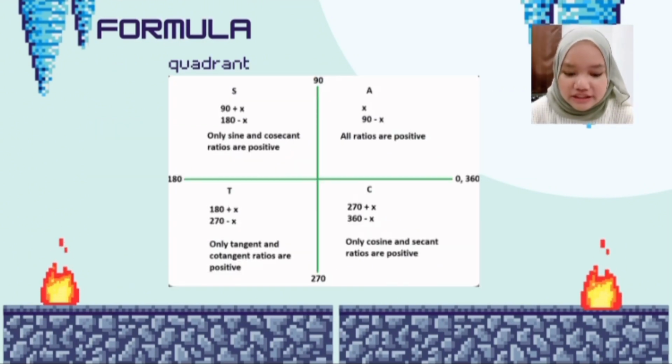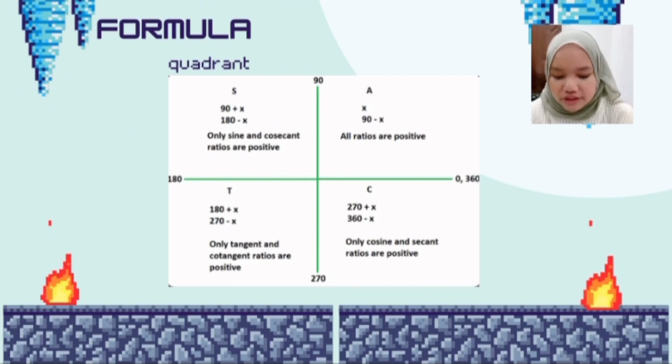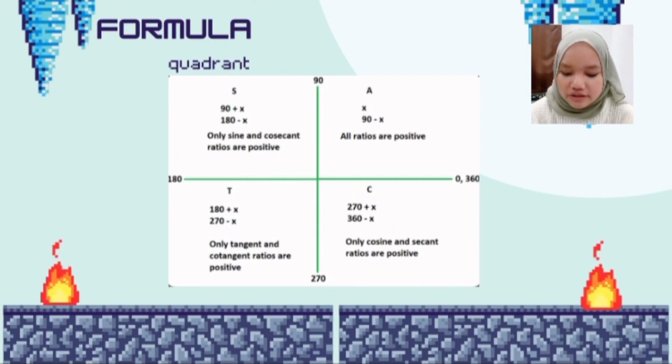This one is the quadrants. We have 4 quadrants, that is A, S, T, and C. For the A quadrant, all ratios are positive. Meanwhile, for the S quadrant, only sine and cosecant ratios are positive. The third one is the T quadrant, where only tangent and cotangent ratios are positive. And the last one is the C quadrant, where only cosine and secant ratios are positive.